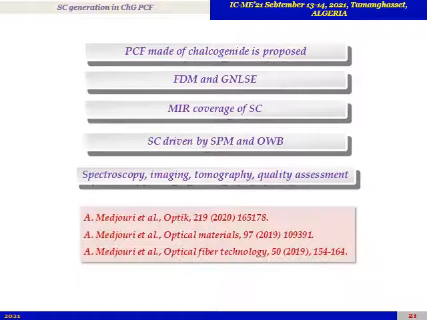So for further reading, I recommend these papers about supercontinuum generation in various kinds of PCF designs and materials.